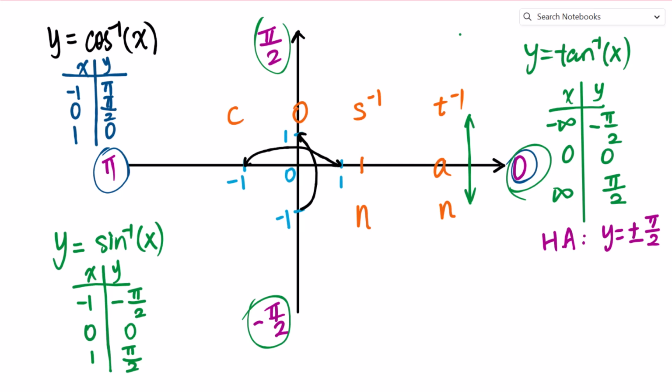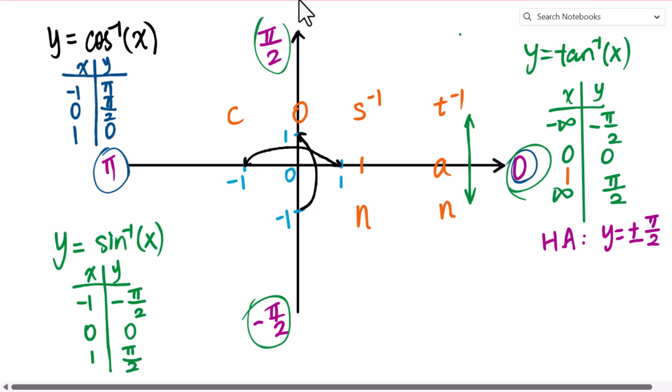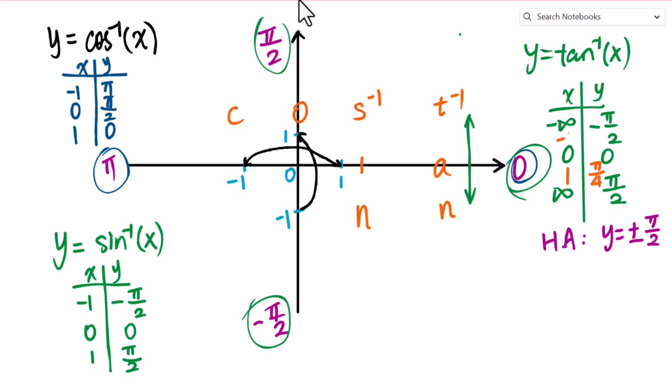So let's add some more points. When x equals 1, y is pi over 4. When x equals -1, y is negative pi over 4.